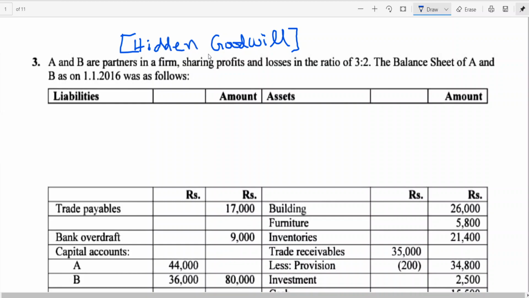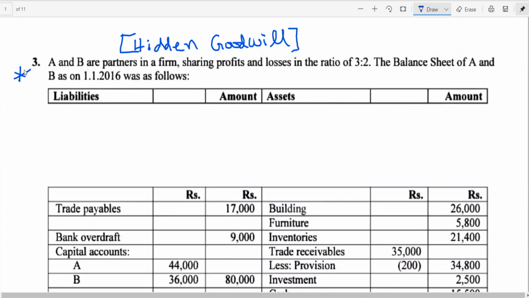So before I read the problem, and before reading the problem itself, I am telling you, because you will be focusing on this. Now this is an important model from the examination point of view. So let us see how you will know it is a hidden goodwill. We will discuss this now.